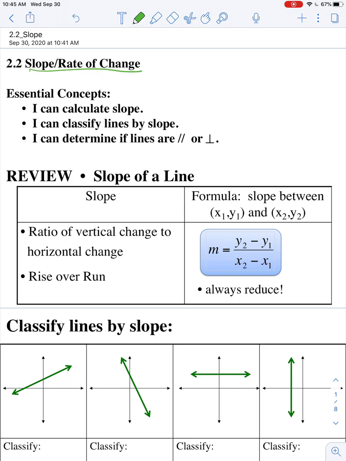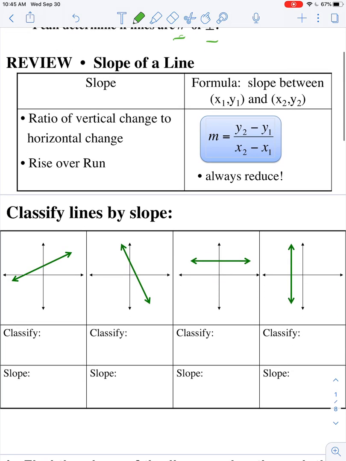Alrighty, folks, let's take a look at slope rate of change. This should be review, and so we're gonna hustle through this. Those of you who are in class already saw this. Today we're gonna be talking about how to calculate slope, how to classify lines. That's a verb you wanna pay attention to so you know what that means. And then determining whether they're parallel or perpendicular based on their slope.